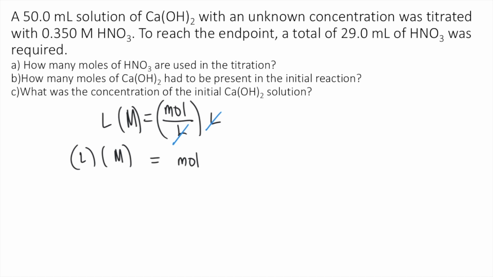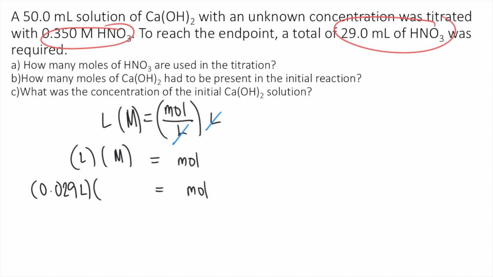So in the problem, we are given the volume of the HNO3 solution, which is 29 ml. But remember, the volume must be in liters. So we need to divide it by 1,000. So 29 divided by 1,000. So the volume would be 0.029 liters.